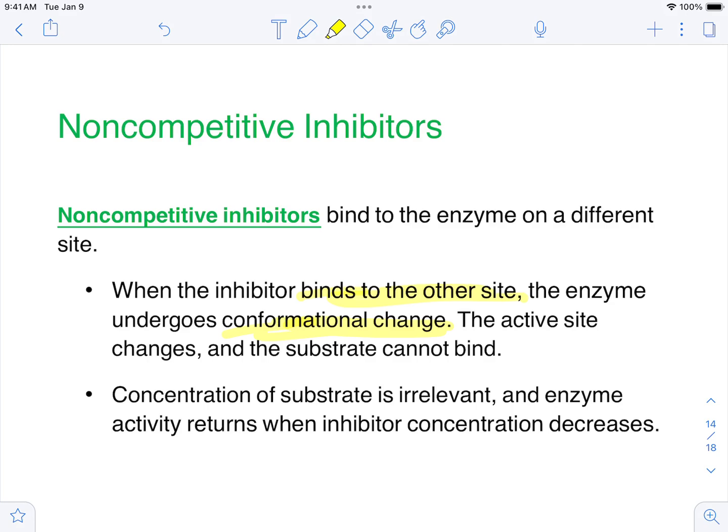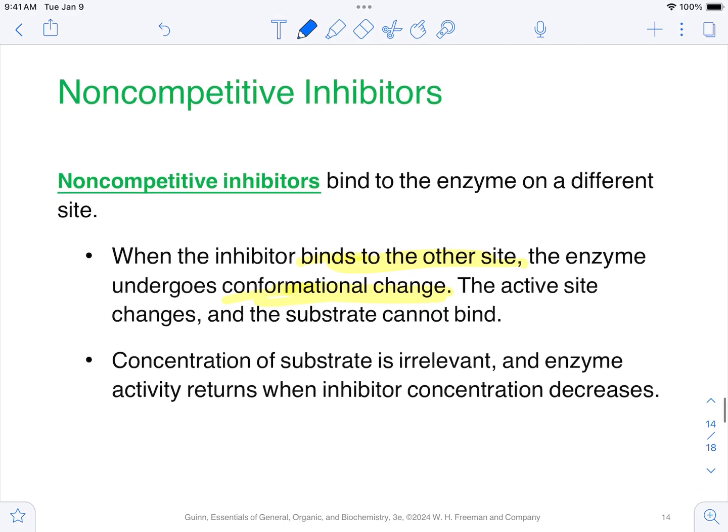Here, with non-competitive inhibitors, the concentration of the substrate does not matter. So with competitive, it mattered, right? Whoever had the higher concentration wins. Here, the substrate concentration doesn't matter. The enzyme only works when the inhibitor concentration decreases. So that is a big difference between the two.